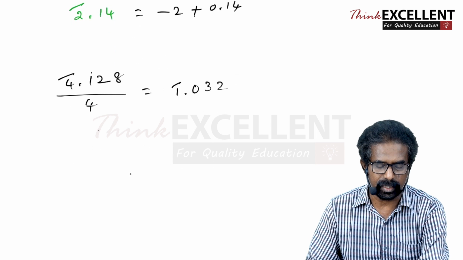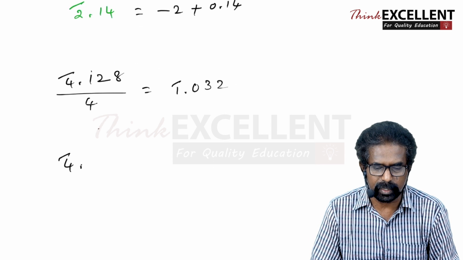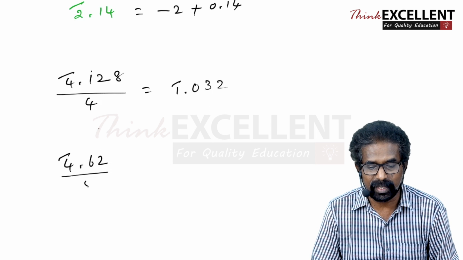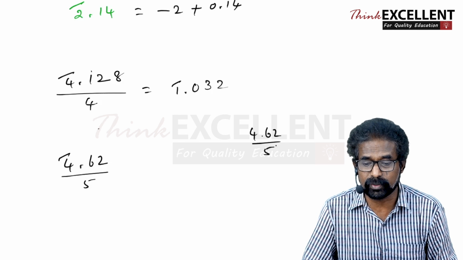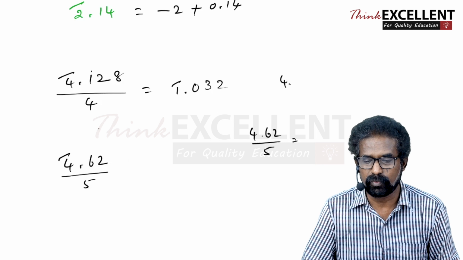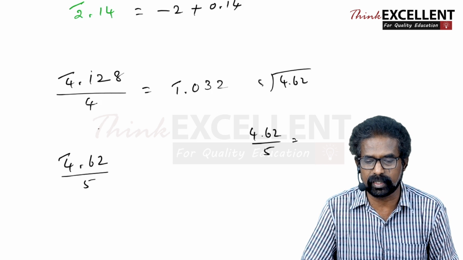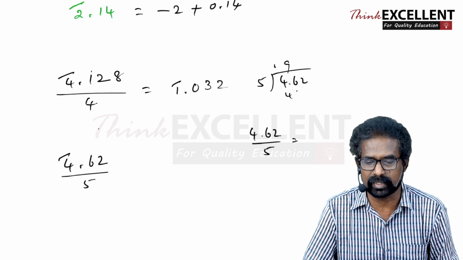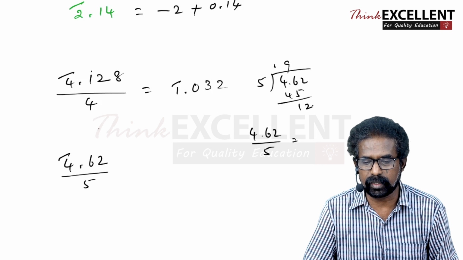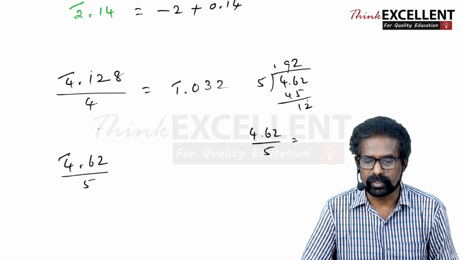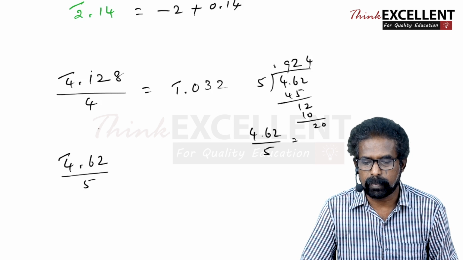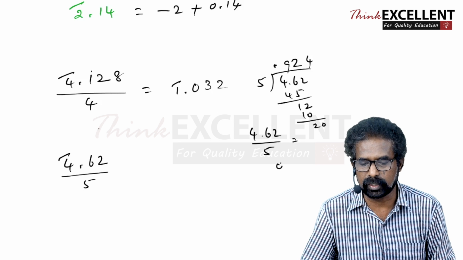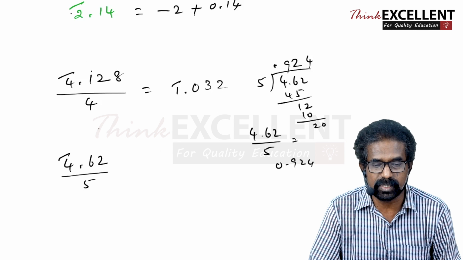But suppose I am giving another question. Bar 4.62 divided by 5. If it were 4.62 divided by 5, you know how to do that directly, right? 4.62 divided by 5, put a point, 9 fives are 45, right? Then 12, 2 fives are 10, then 2, 0, 5, 4. So 0.924. But for this one, how to do it?